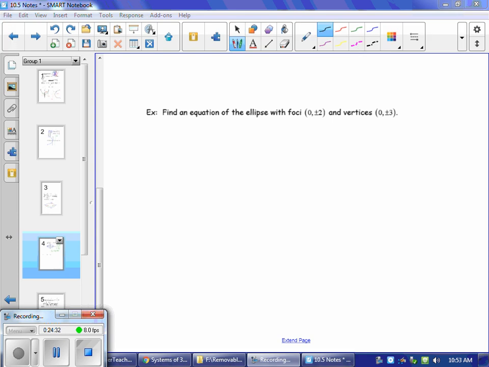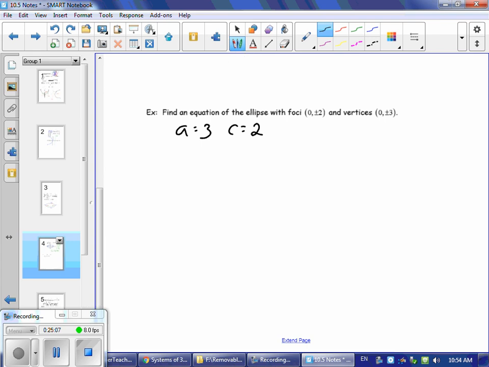So again, looking at this, we can tell that the major axis is on the y-axis. So we know that A, because it's always going to be the location of the major vertice, which is given to us, is also going to be on the same axis as the foci. So we know that the major axis is on the y-axis. A is going to be 3. And C, because it's the location of the foci, is going to be 2.